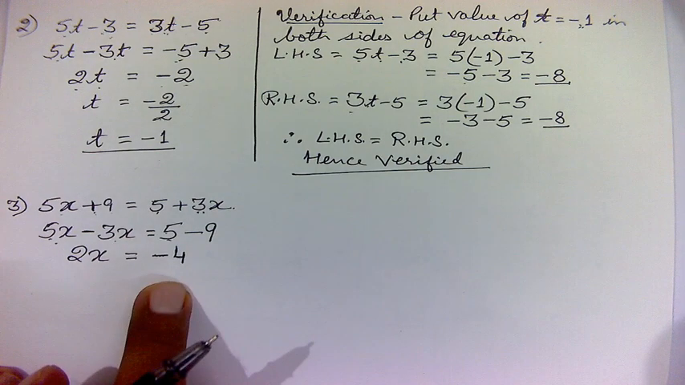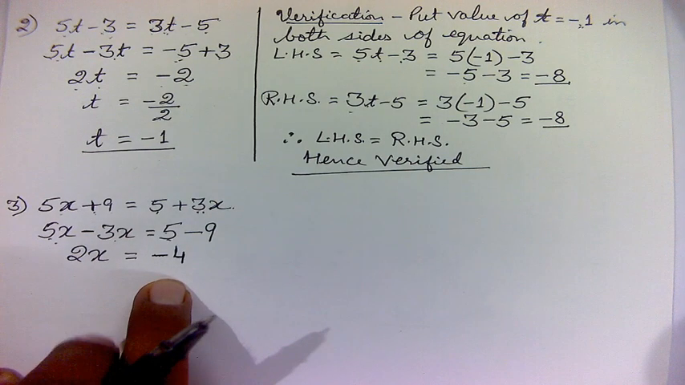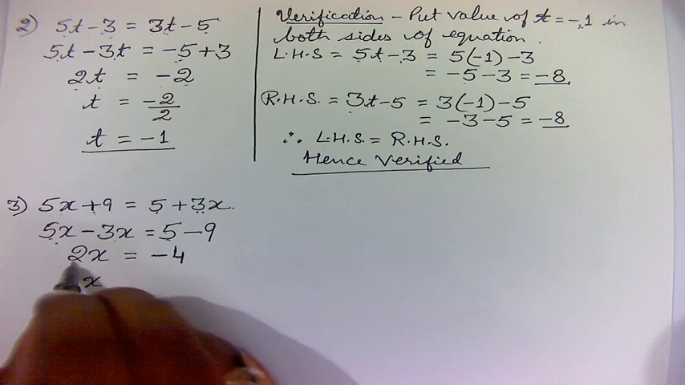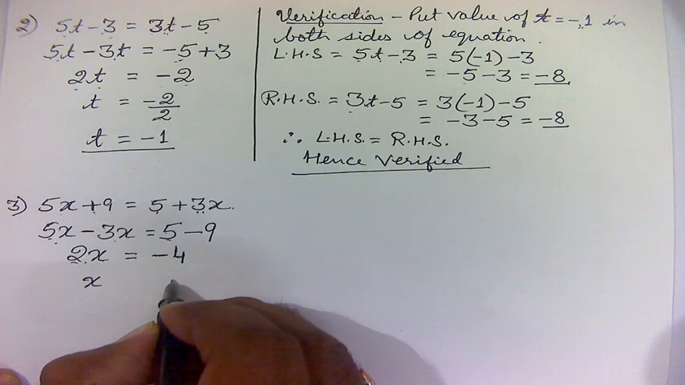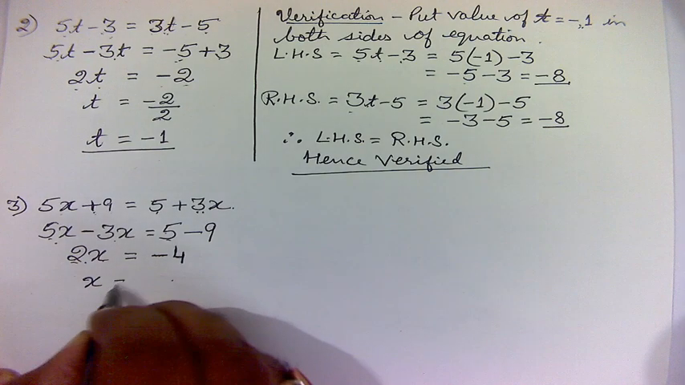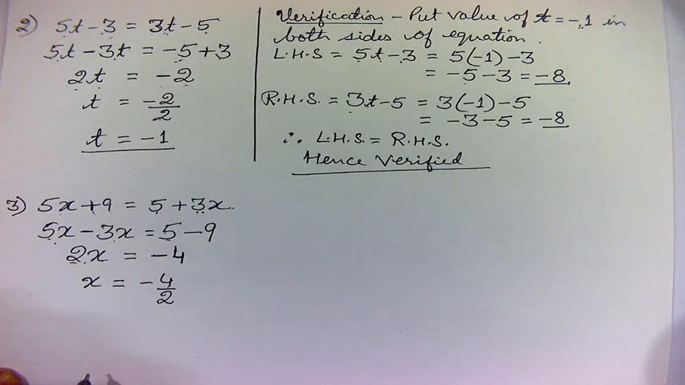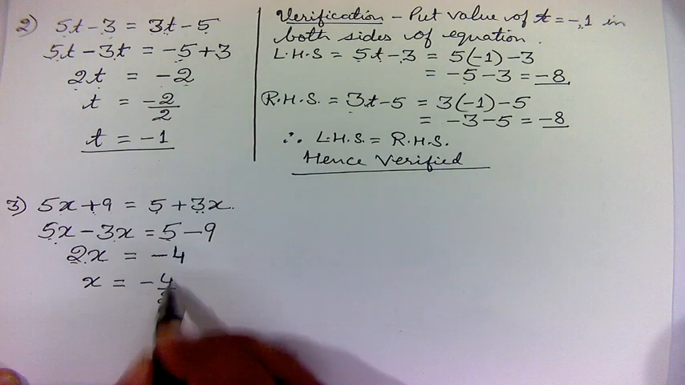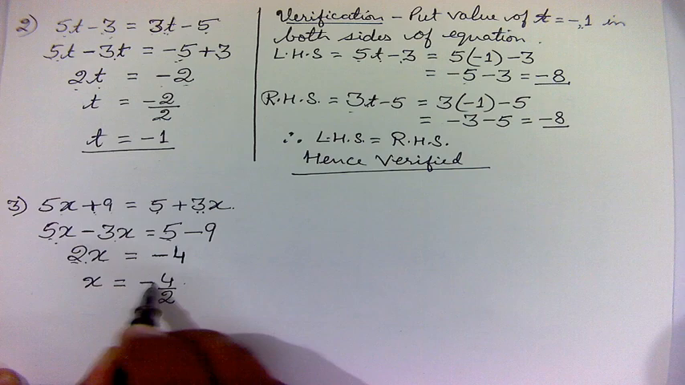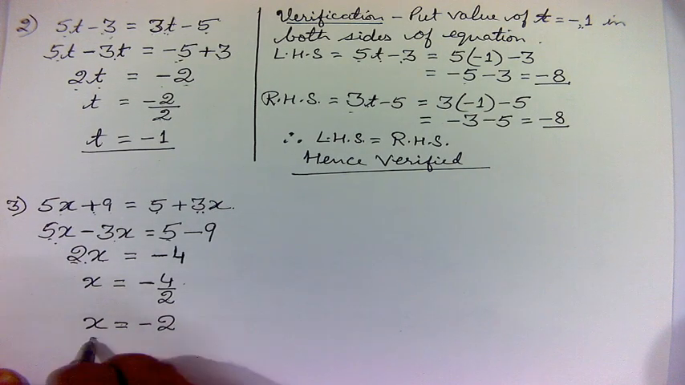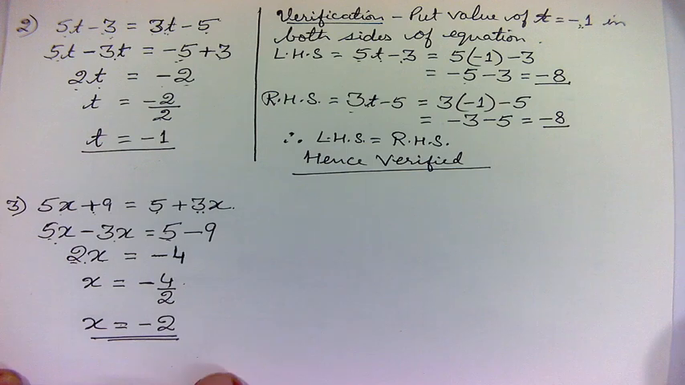Be careful about the signs, positive, negative. You have to be careful. Don't make any mistake in this. Now 2x means 2 multiply x. This 2 when taken to the other side will be divided. So x equals minus 4 upon 2. Now 4 divided by 2 is 2 and there is a sign of minus also. So x equals minus 2. Now this is the value which we get.